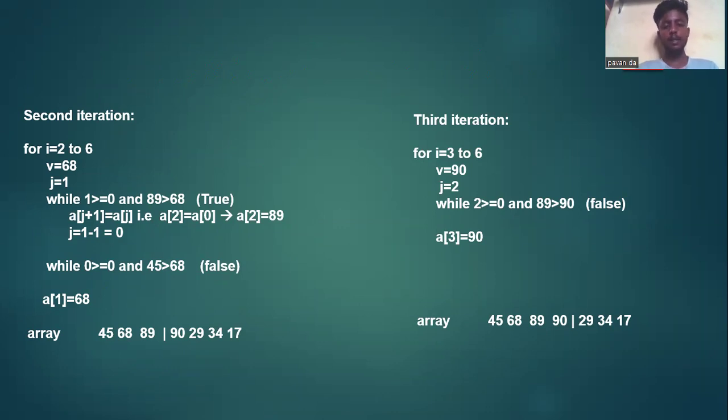Now let's go to the third iteration. For i is equal to 3 to 6, v is equal to 90, j is equal to 2, and while 2 is greater than or equal to 0 and 89 is greater than 90, it is false because 89 is not greater than 90. So A[3] remains the same as 90. Now here is the array.